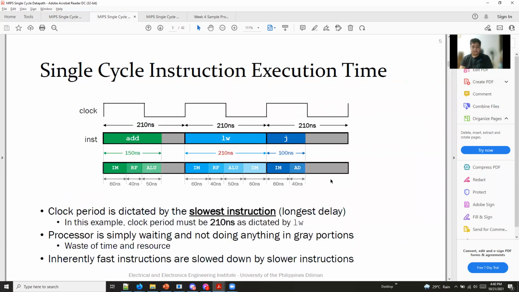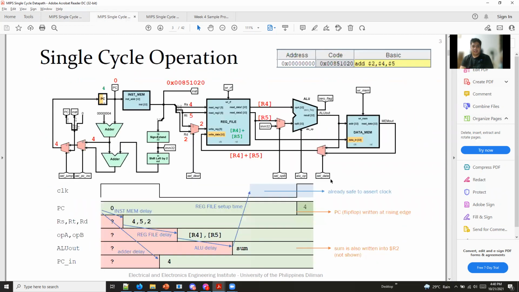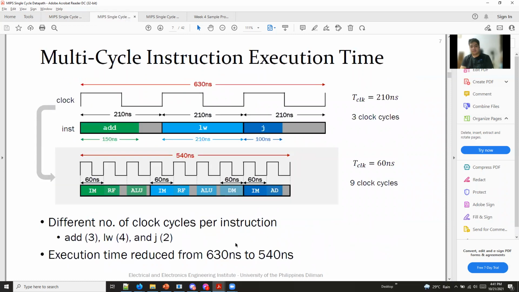So, ayun, yun din naman ang sinasabi dito. So, for a multi-cycle operation, since kaya nating i-section yung ating pag-operate, pwedeng sabihin na lang natin, kailangan natin ng 3 cycles para dito, kailangan ng 4 na cycles para dito, 2 cycles para dito, para maging variable yung instruction time natin. So, since dito si load word 210 pala siya. Lahat ng instructions magiging 210. So yung 3 clock cycles natin is 630 nanoseconds.